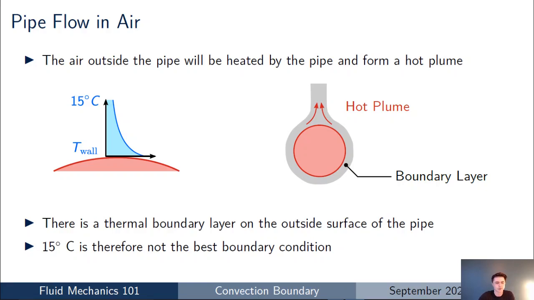So what you can see from that basic plot on the left is that actually the wall temperature of the pipe is hotter than 15 degrees C. So in this case we can see that it wouldn't actually be appropriate to apply a fixed temperature boundary condition of 15 degrees on the outer edge of our CFD mesh. We need to do a little bit better.